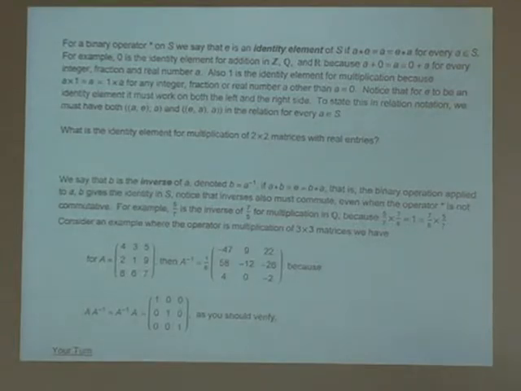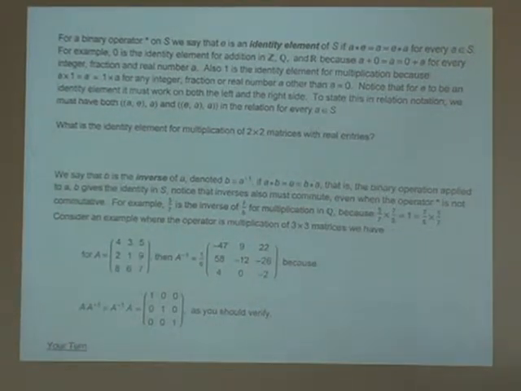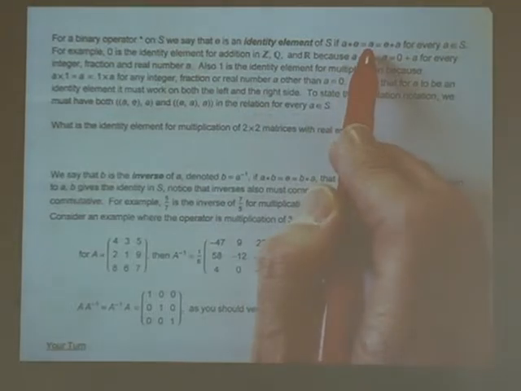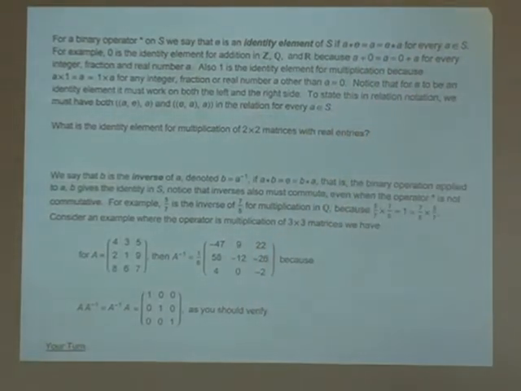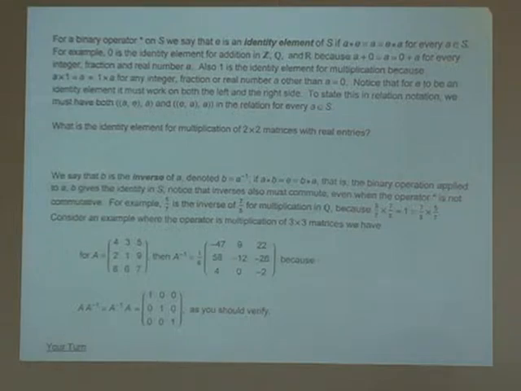Okay. For a binary operator star on S, we say that E is an identity element if operating with it gives me the original thing. A star E gives me A, as does E star A. So it has to work on both sides. For addition in all of our usual number systems, 0 is the additive identity, because adding 0, on either side, doesn't change anything.